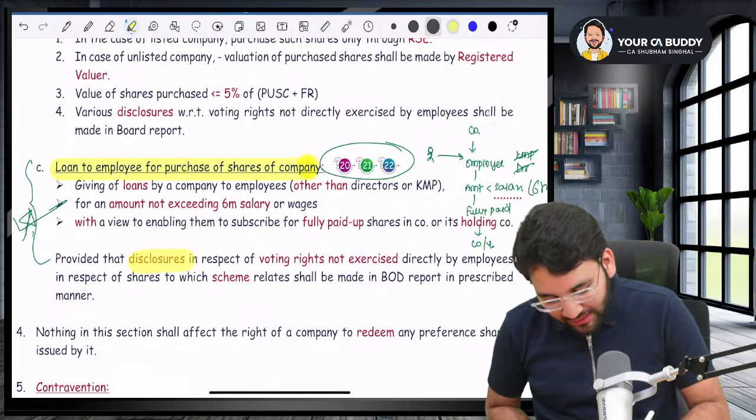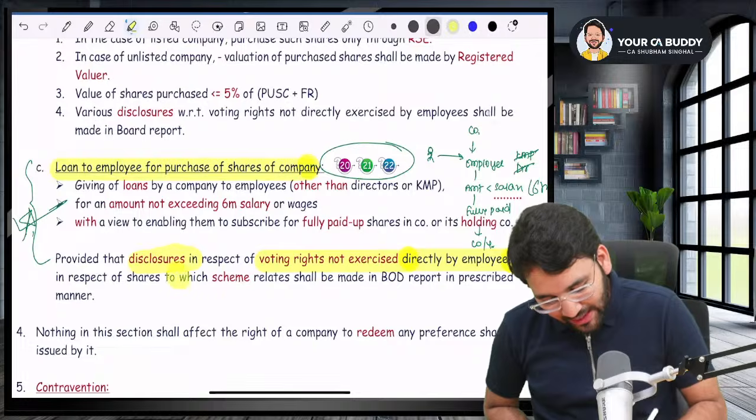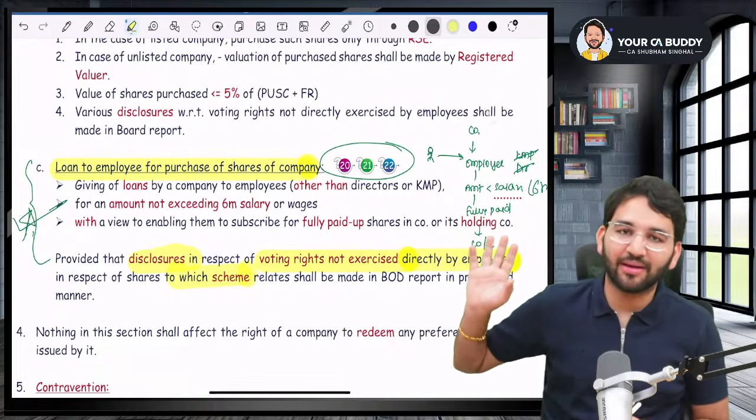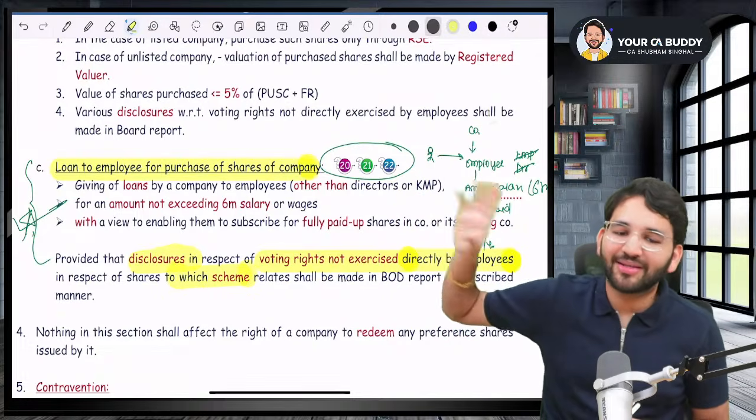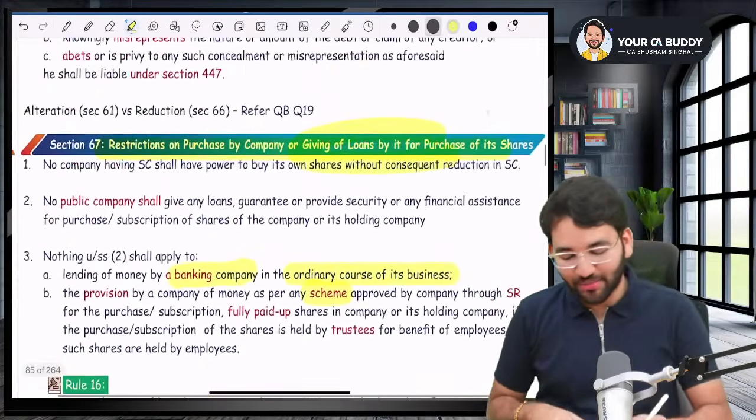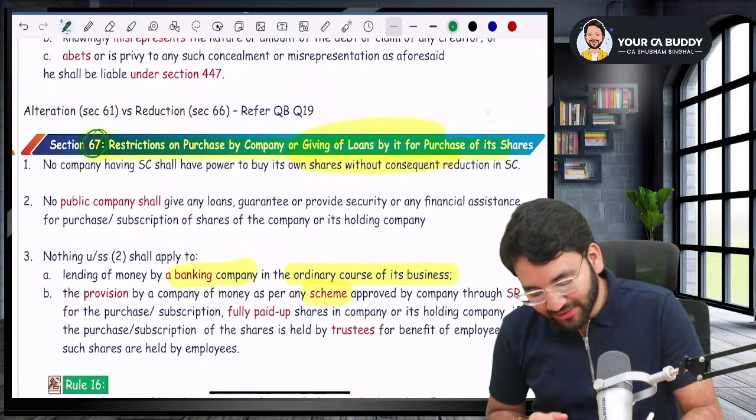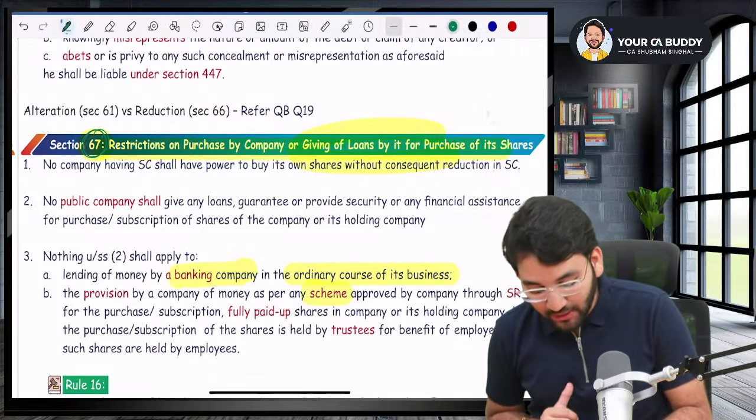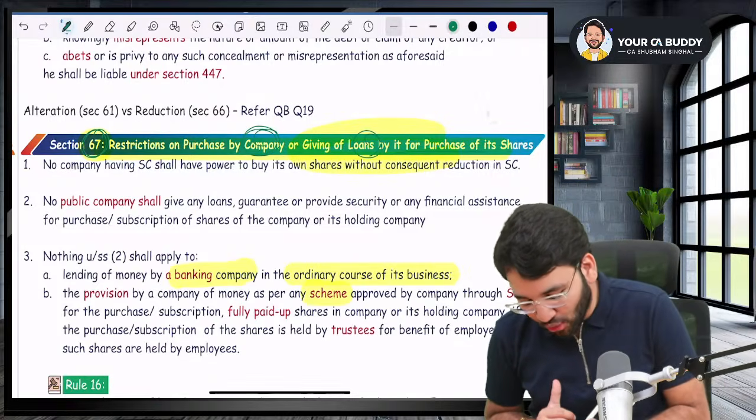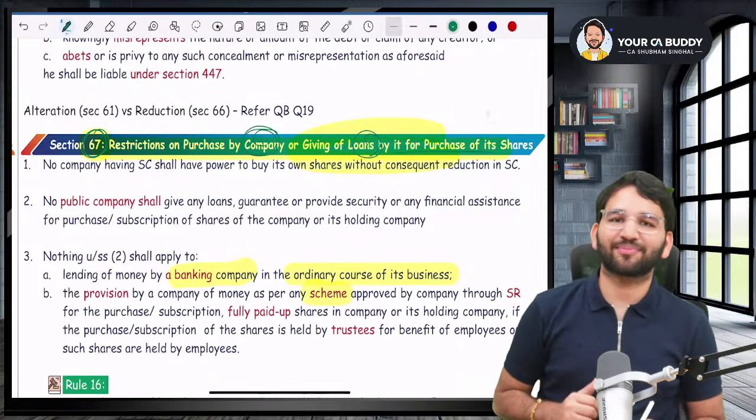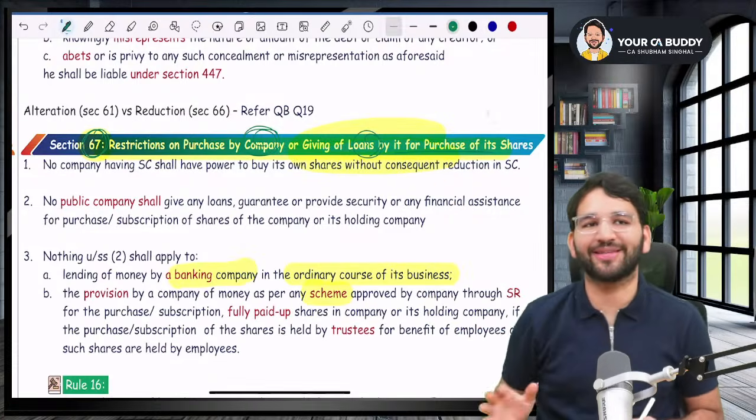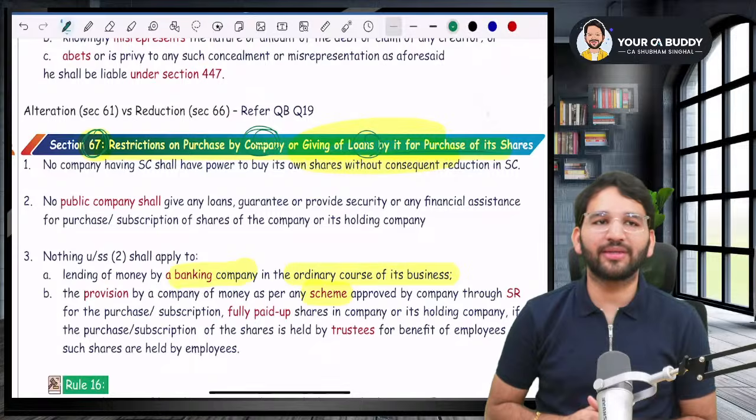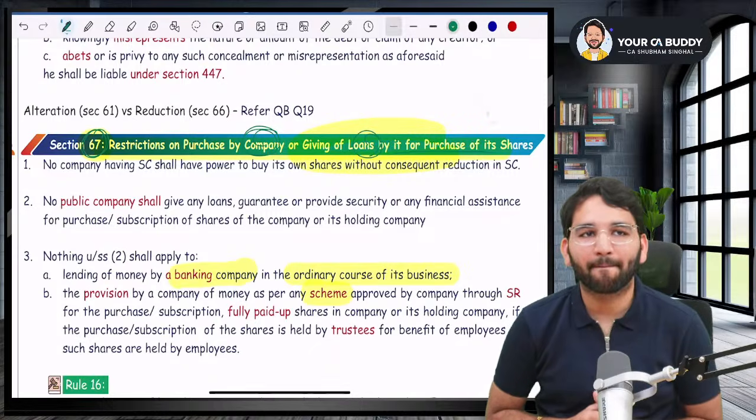However, they will have to give the disclosure in respect of voting rights not exercised by the employees in respect of such scheme. Not an important thing. But did you understand this portion? This is very important, sir. This is your Section 67, which talks about restriction on purchase of shares by the company, or giving a loan for it to purchase the shares. Are you with me?